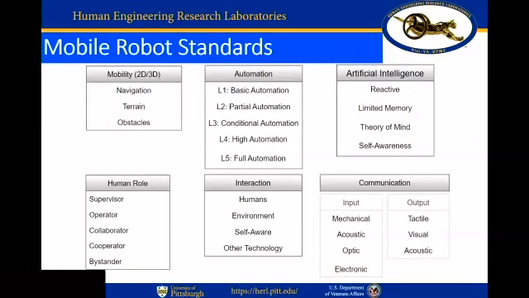And the next thing is mobile robot standards. With this, there are six features that I wanted to go through. One of the main things is mobility, its ability to navigate, go through terrains and obstacles, and you will have levels of automation that can be derived from it. Then you've got to factor in its level of AI, the human role, and also the robotic wheelchair's ability to interact with itself, with the user, and other technology, for example, other power wheelchairs, or other technologies that you would have in your home environment.